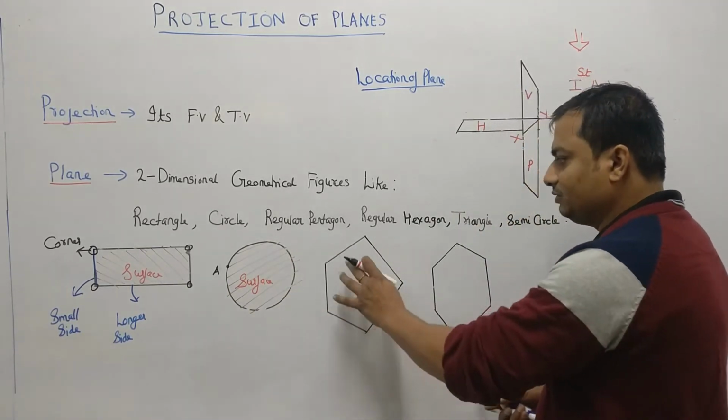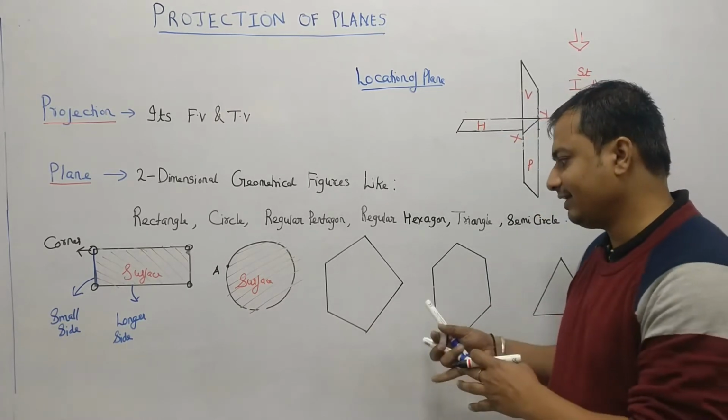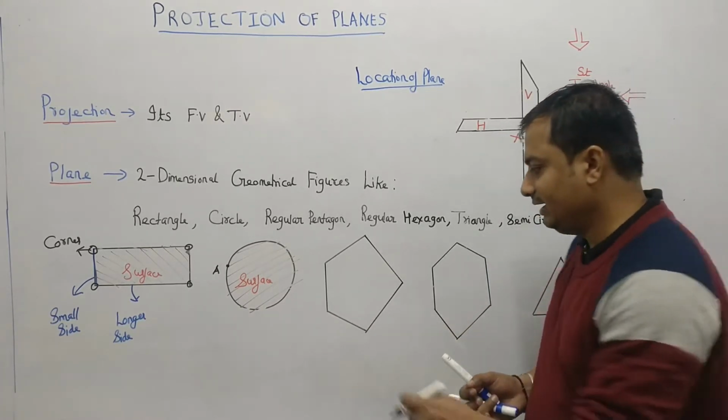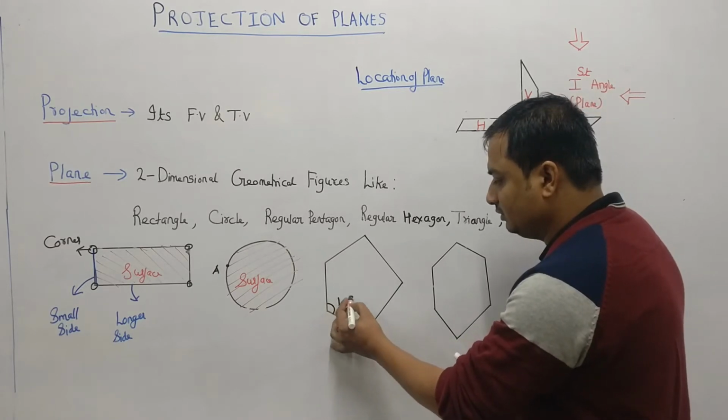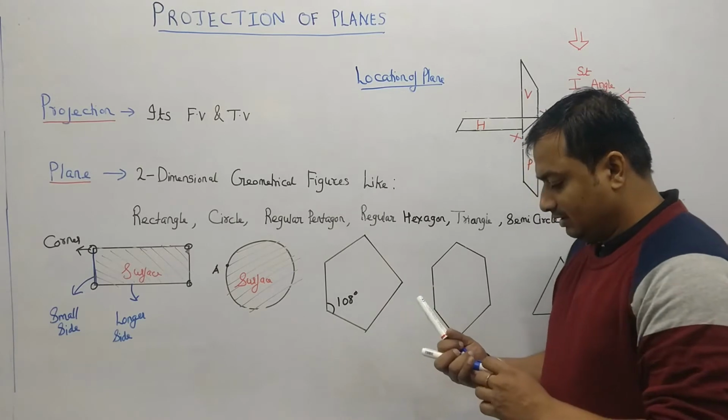Coming to the pentagon, now this is a regular pentagon. Regular pentagon means all the sides should be equal and the interior angle should be 108 degree. Fine. Okay. Now again in this pentagon, there are sides.